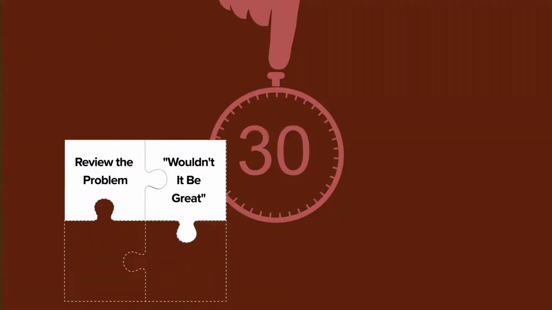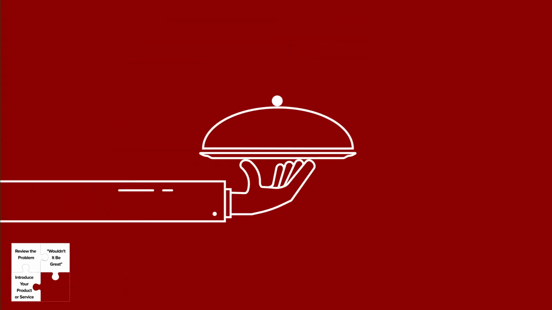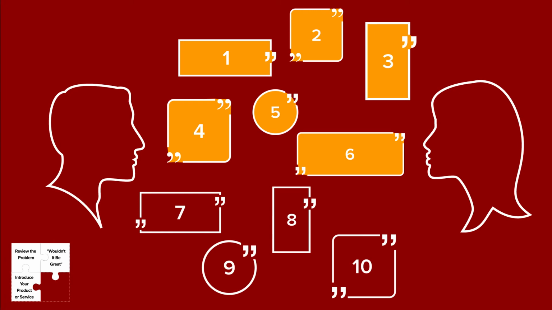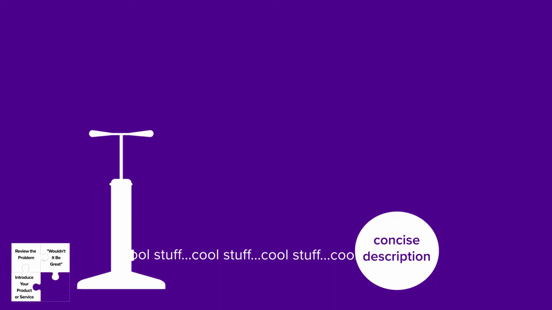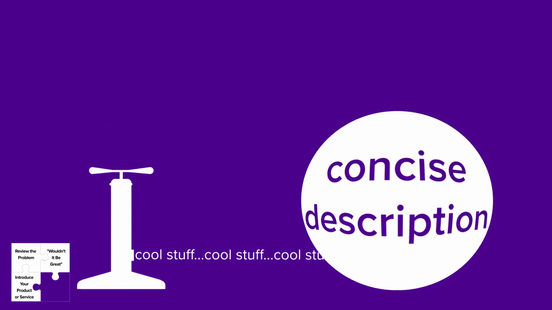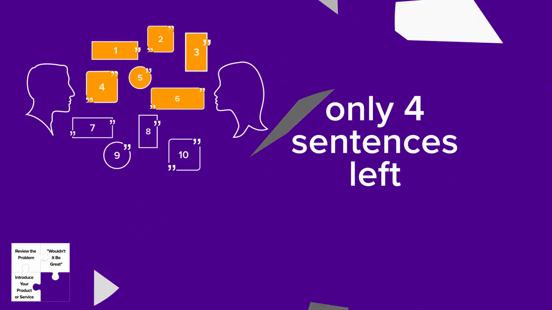Onwards. Now you can introduce your product or service. Usually a logo with your elevator pitch that sums up the power of your innovation or uniqueness. That's 1 sentence. Finally, the toughest part. Packing all the cool stuff about what you do into a concise description. Remember, you've only got 4 sentences left.